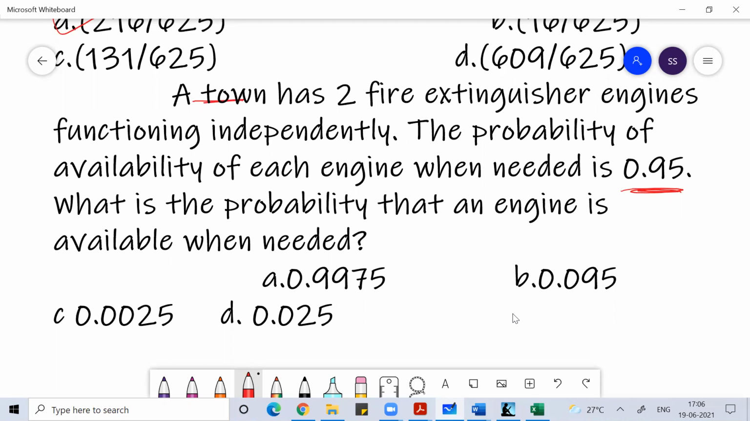So a town has two fire extinguisher engines. Both are independent engines, so none is dependent on the other. Nirupam is giving the answer option B. You can also give your answer. So others, do you want to try this problem?